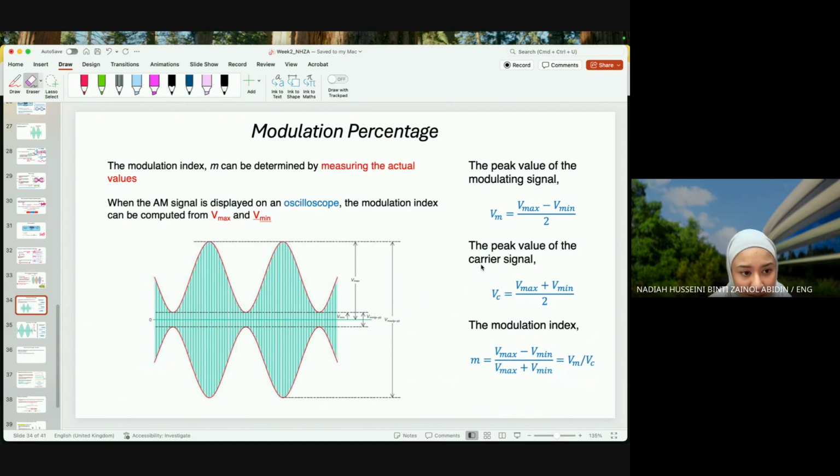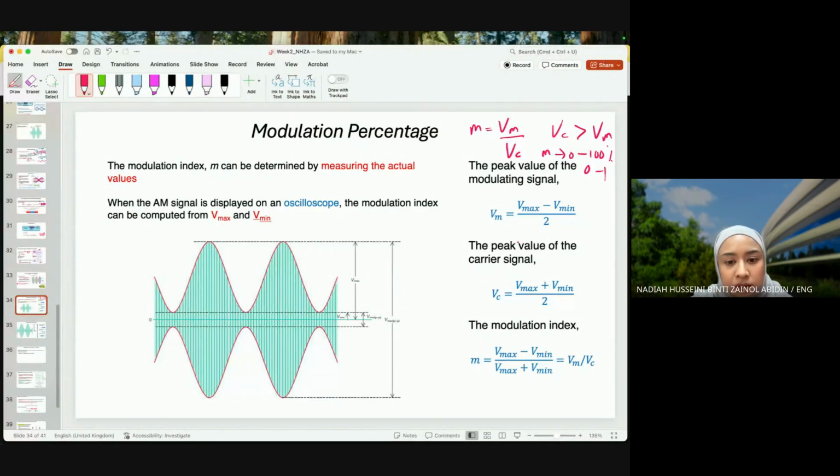One more slide and then I'm going to wrap it up. Bear with me just a little bit more. So we talked about modulation index. We also talked about modulation percentage. Remember, M is Vm over Vc. Assuming that Vc is always greater than Vm, our M will be from 0 to 100% or 0 to 1.